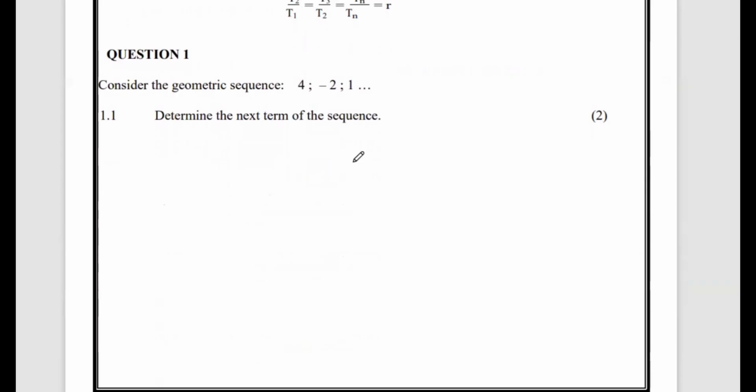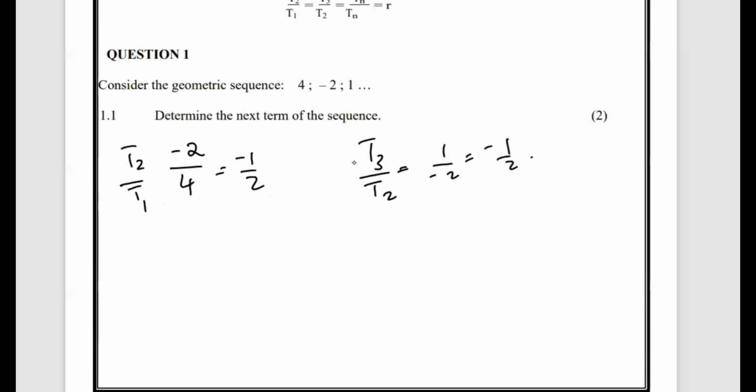All right, let's look at some examples. So we have this geometric sequence, and we must determine the next term. If I get my T2, which is negative 2, divided by 4, that's going to give me negative a half. Then T3 over T2 is 1 over negative 2, which still gives me negative a half. So which means I'm multiplying by negative a half, so my next term will be negative a half.